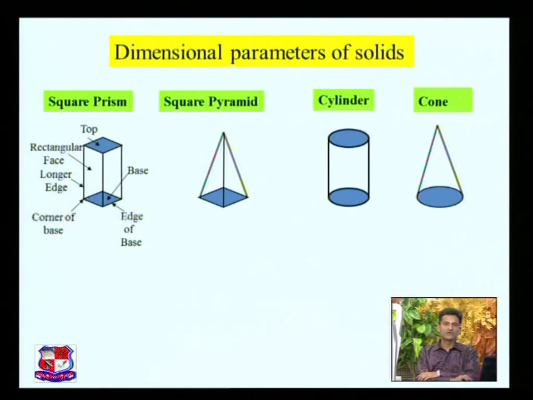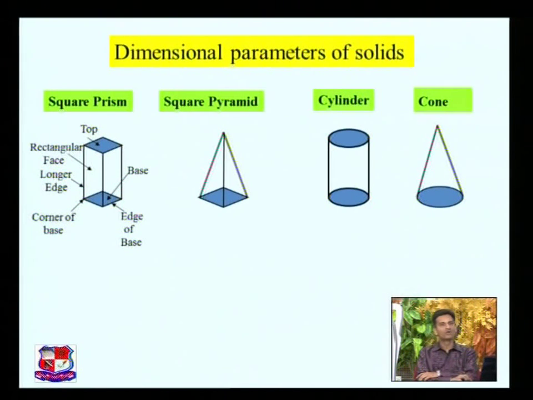So in this square prism, 2 parameters are needed to represent a square prism, that is, one is its height and another is the side length of the base. As it's a square prism, all sides would have equal length. So 2 parameters would be needed to represent this square prism.